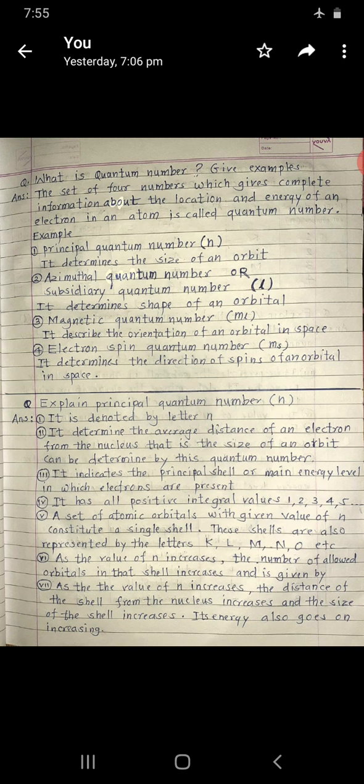A set of atomic orbitals with a given value of n constitutes a single shell. For n is equal to 1, that is the K shell, containing only one orbital, the s orbital. n is equal to 2, L shell, containing two atomic orbitals, s and p. So that is, a set of atomic orbitals with a given value of n constitutes a single shell.